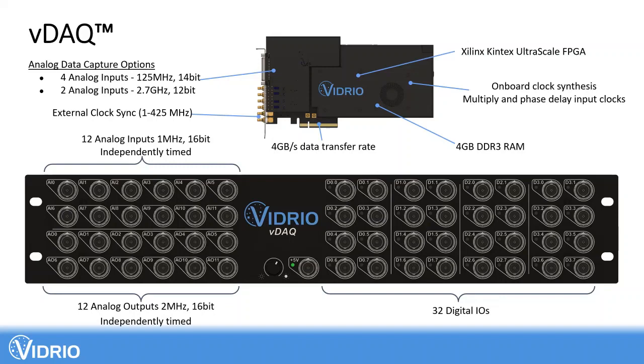So all of these are independently timed, and this was one of the limitations with the NI hardware: when you get a 6341 card, for example, the analog outputs do not have independent timing. So you always had to overbuy analog outputs with NI hardware.